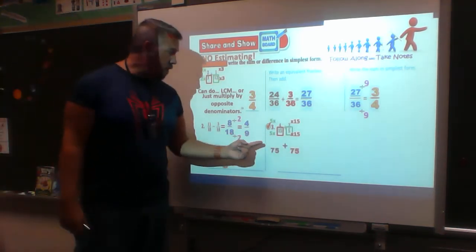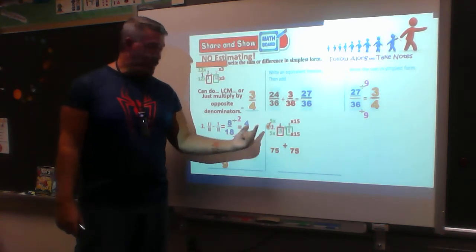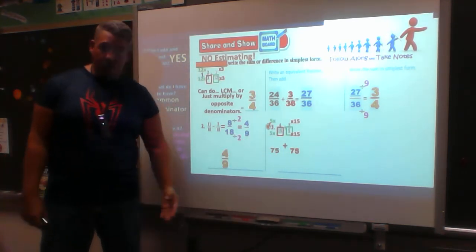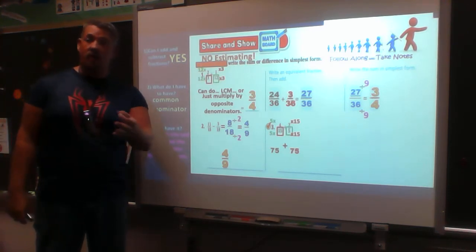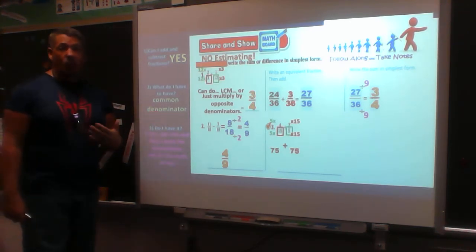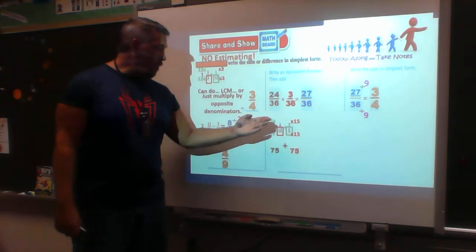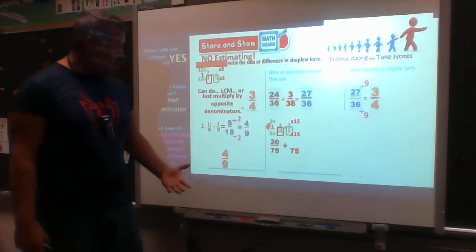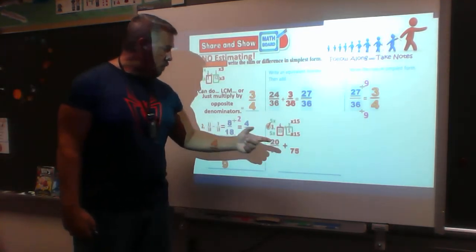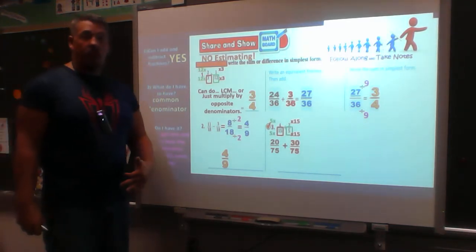So when I notice I have 5 times 15 and 15 times 5, then I have a common denominator of 75, and that's the goal, because we have to get it in order to do the math. Then I find my numerators. 5 times 4 is 20, and 2 times 15, well, that's 30. So then I can do my math.